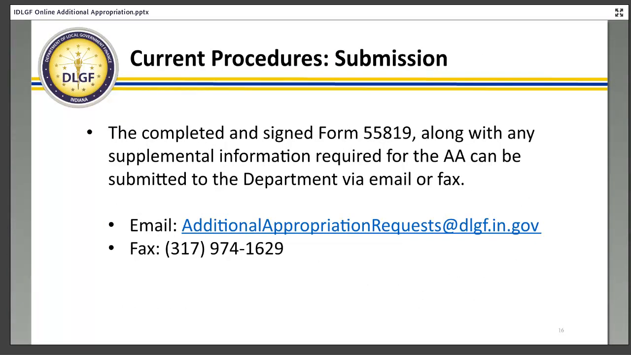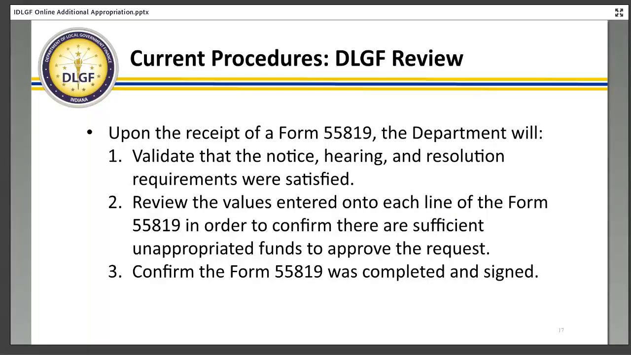Once the form is completed and signed, it is ready to be submitted to the department. The department has set up 2 different ways for a unit to submit. You can scan the form and email it to the address on the screen, or you can fax the certified copy directly to the fax number that's on the screen.